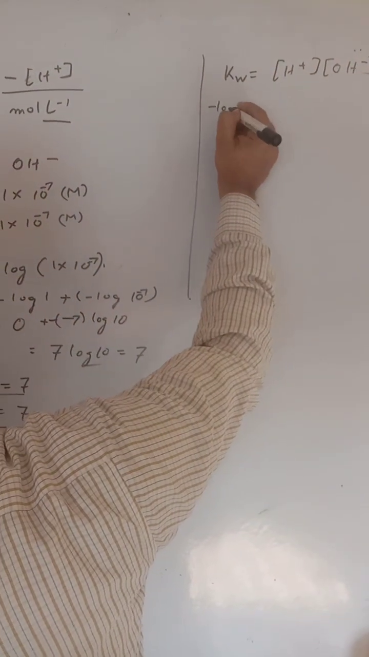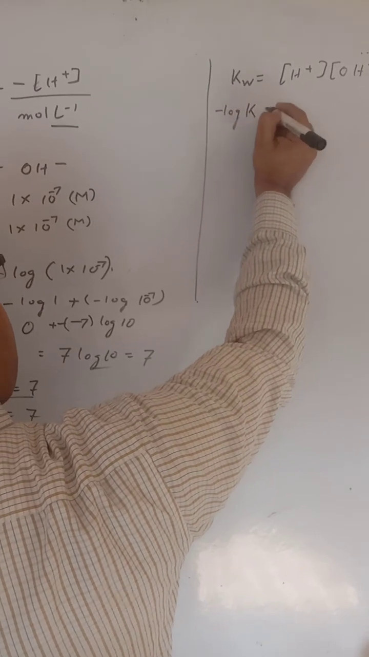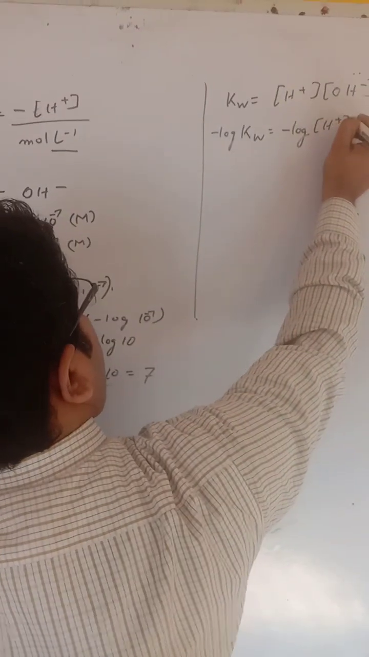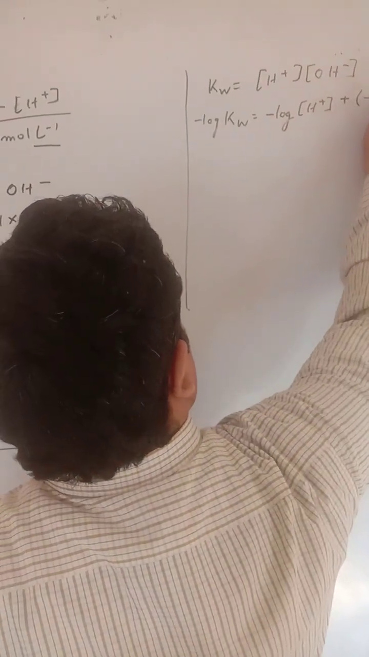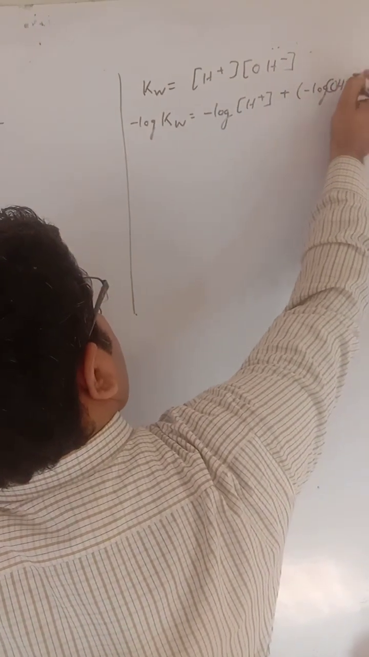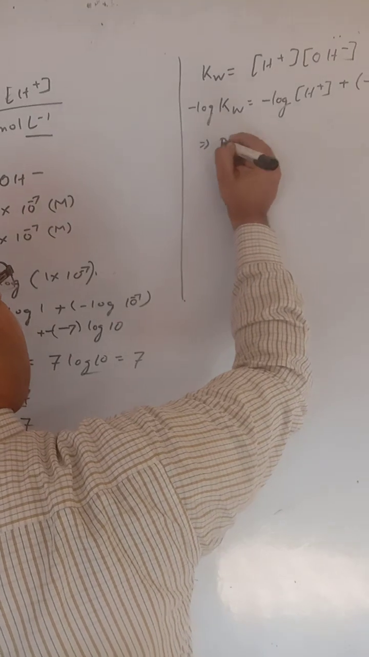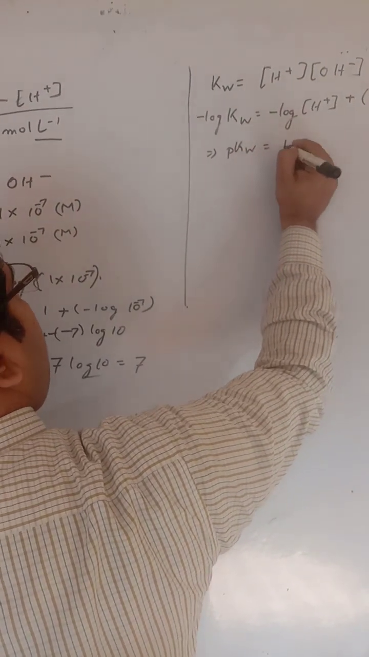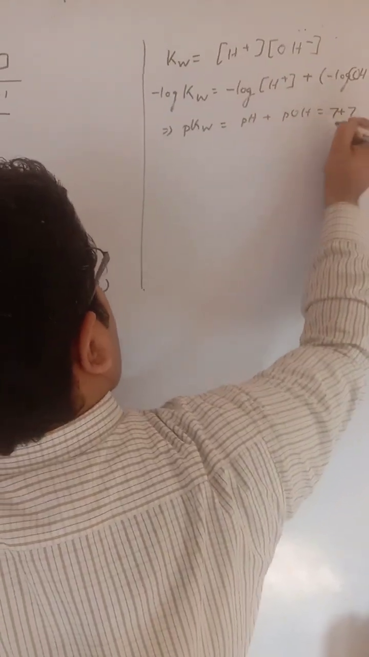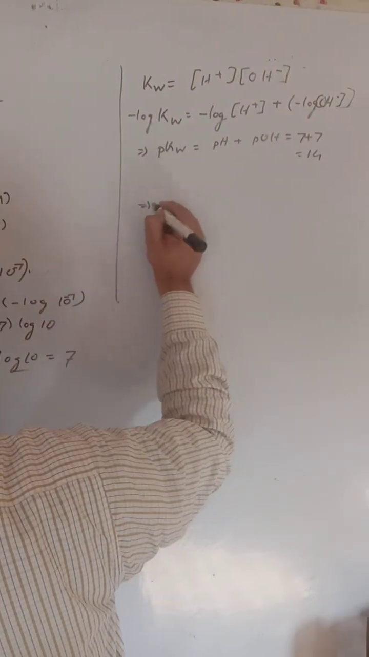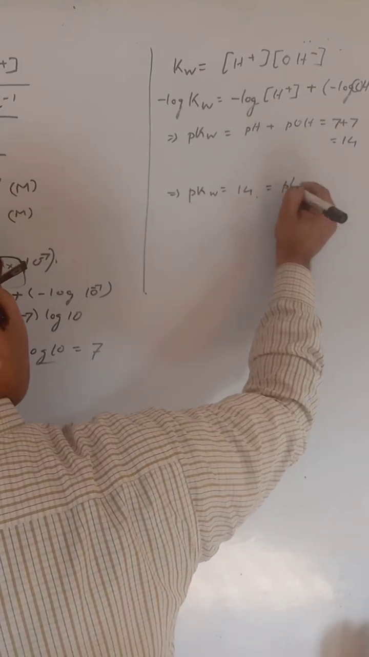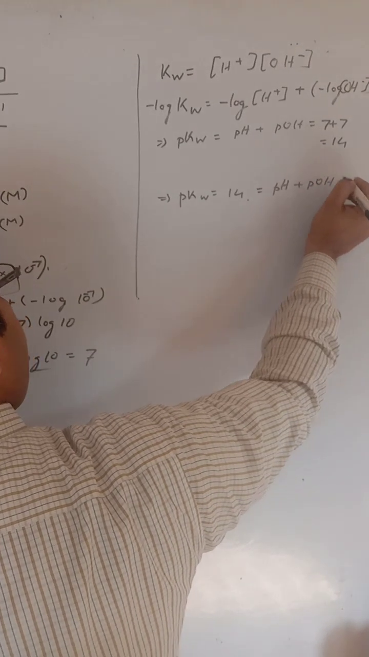Again you take the negative log, you get minus log of H plus, and if you solve it, plus minus log of OH minus. So this you can write as pKw, this you write as pH plus pOH, and the value is 7 plus 7 equal to 14. So we can write pKw equal to 14 equal to pH plus pOH.